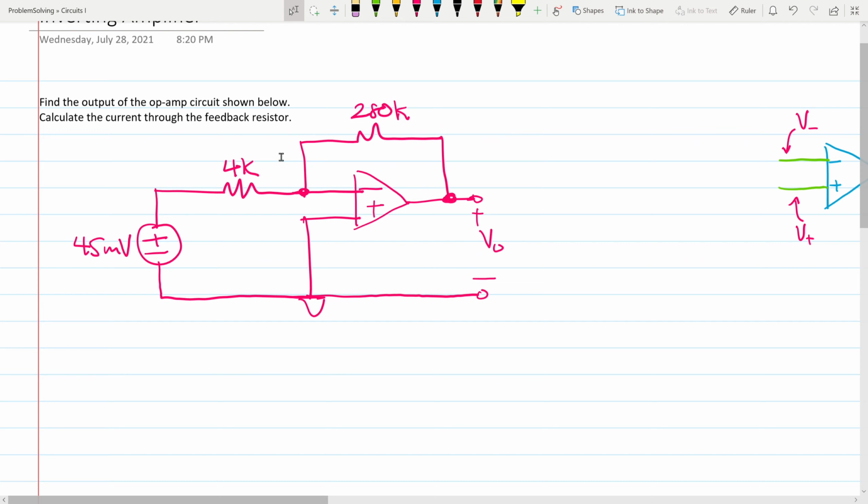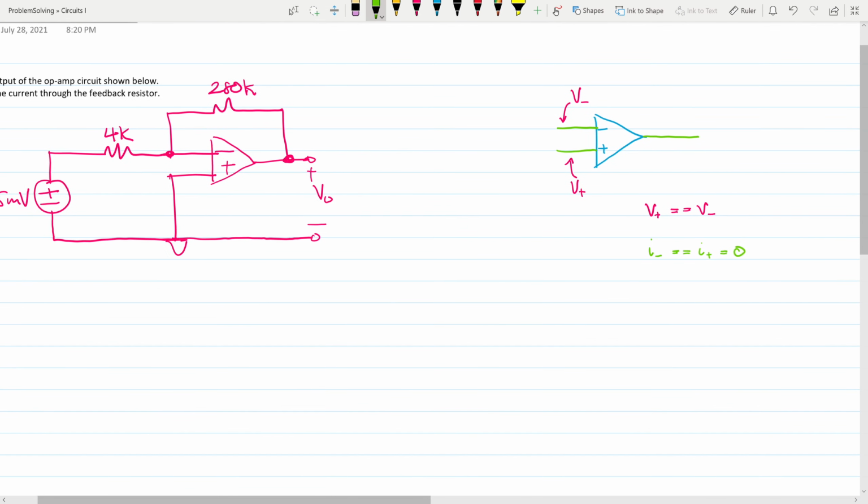left. So in this problem, we're given an op-amp, and we're simply asked to do two things. The first is to find the output of the op-amp, specifically V0, which is a voltage. And then in addition to that, we want to calculate the current that flows through the feedback resistor. So when they say feedback resistor, they're talking about the resistor that connects both the left side and the right side of this op-amp. So you see in this case, that would be the 280K resistor, because it goes from the negative terminal to the output of the op-amp. Okay, so we'll start with the output voltage V0.